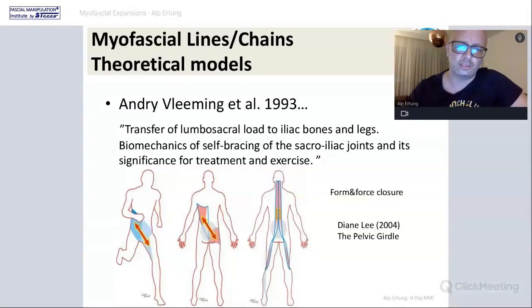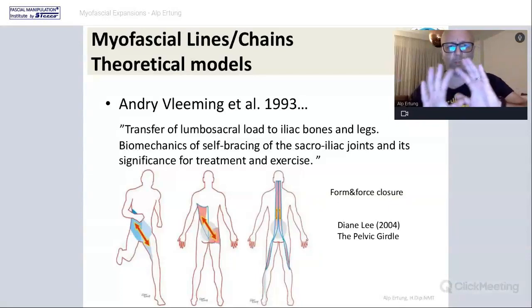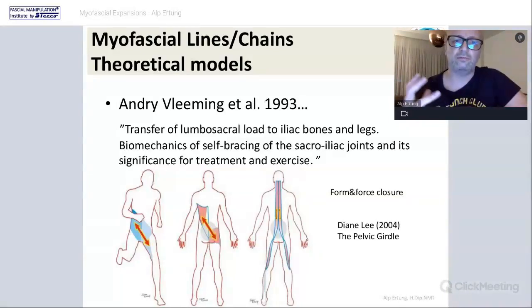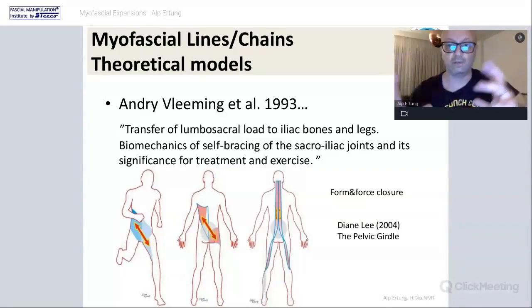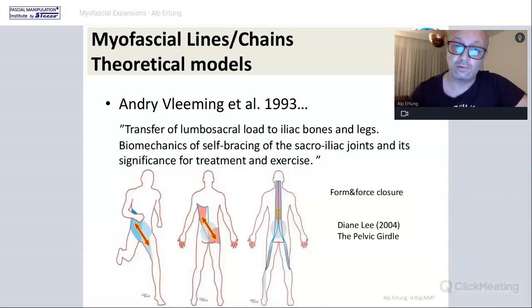He and his colleagues, including Diane Lee, were trying to combine all these structures together in a functional way, and to create the best relationship between the trunk and the extremities, mostly focusing on the sacroiliac joint, pelvic girdle and thoracolumbar fascia.